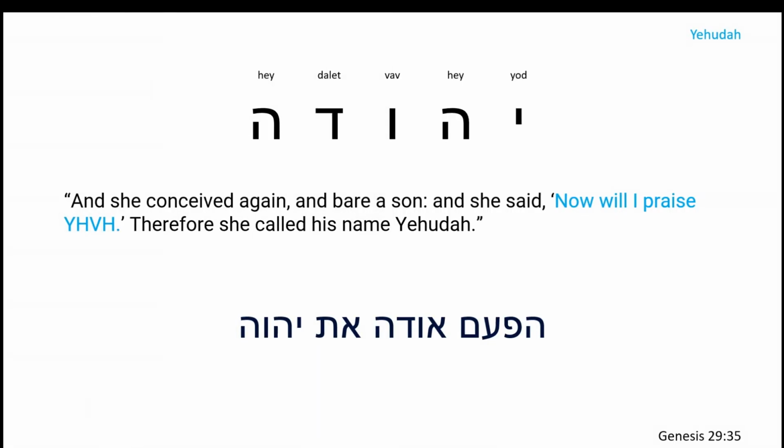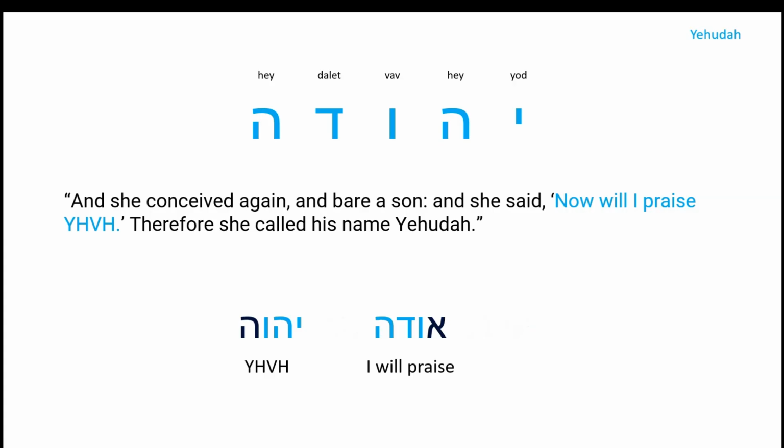Leah's next son was Yehudah, and it's written that she conceived again and bare a son, and she said, "Now will I praise Yehovah." Therefore she called his name Yehudah. This one should be the easiest to figure out because it's the shortest phrase in Hebrew. And so you'll notice that there's a Yod, He, Vav in Yehovah, and there's a Vav, Dalet, He in the word for I will praise. So combining these two words together, the name Yehudah could mean, as she said, I will praise Yehovah.